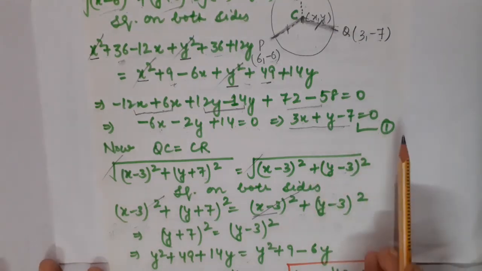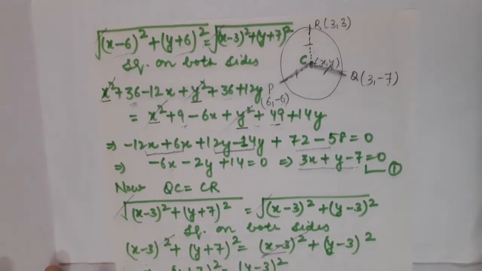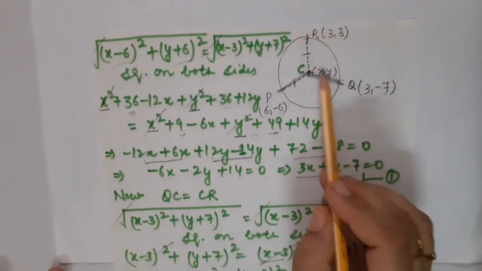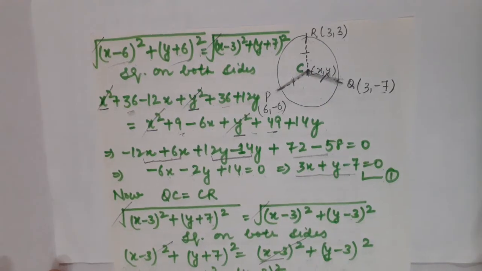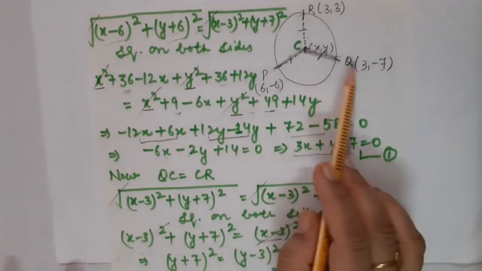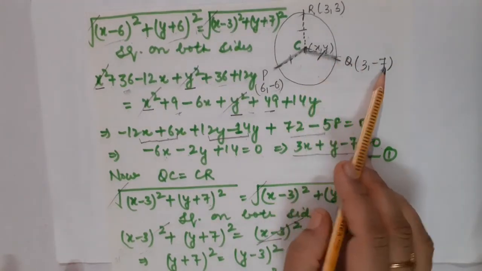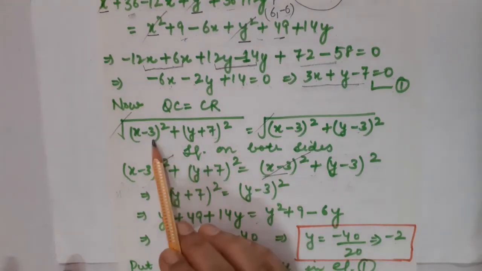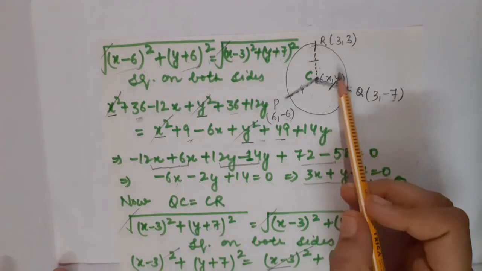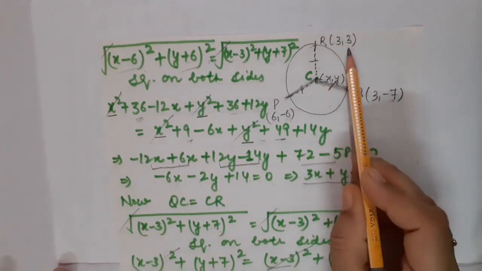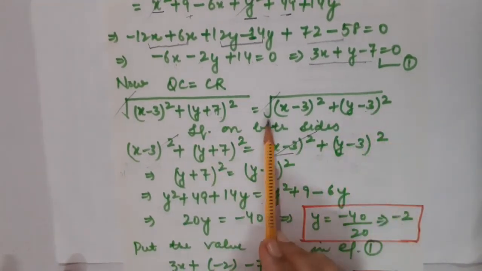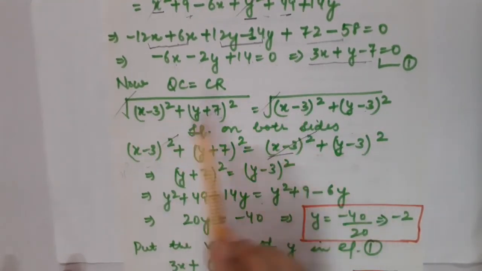Now I am going to take the other two distances. Which ones am I taking? I am taking QC and CR. So let us apply the distance formula on QC. It will be the square root of (x minus 3) whole square plus (y plus 7) whole square. Look. Correct? Now apply the distance formula on CR. It will be the square root of (x minus 3) whole square plus (y minus 3) whole square. Got it?